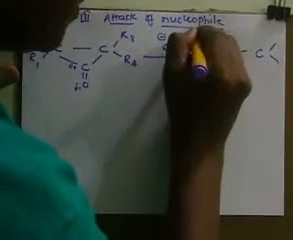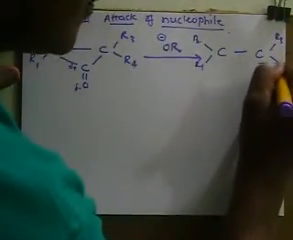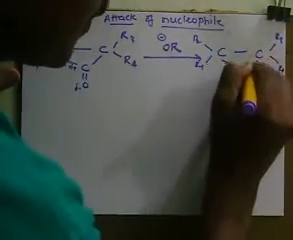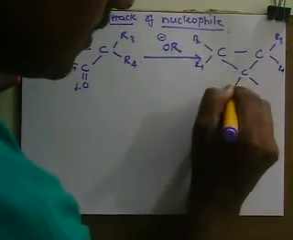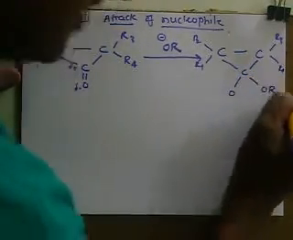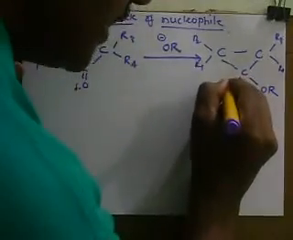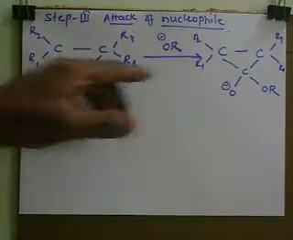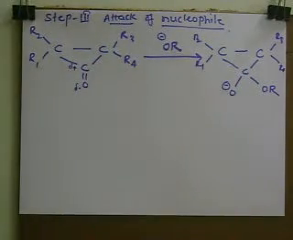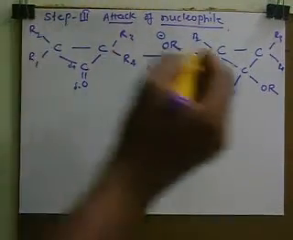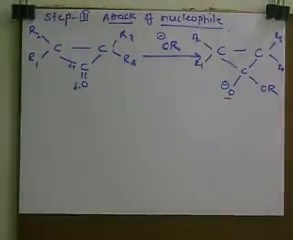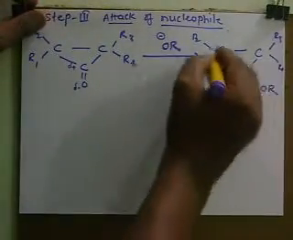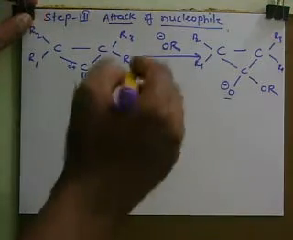This is R1, R2, R3, R4, oxygen, and this OR with a negative charge on oxygen, as this double bond is converted into a single bond. So this oxygen now has a vacant position. To stabilize this negative charge on oxygen, the ring has to be broken, or this ring gets broken.